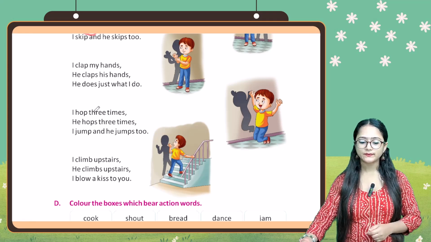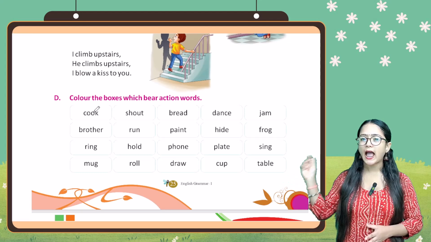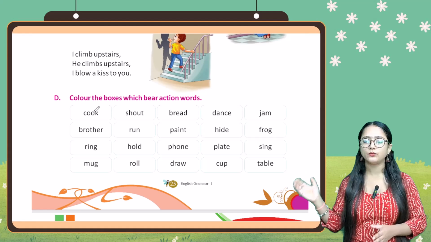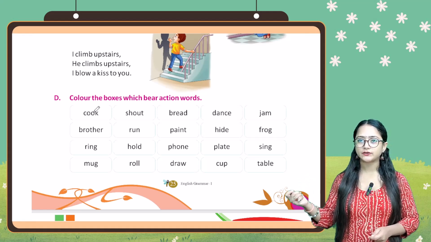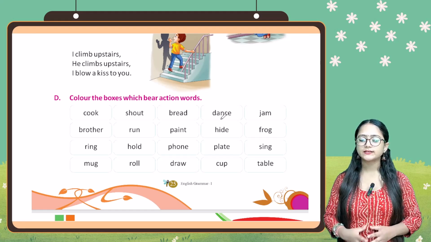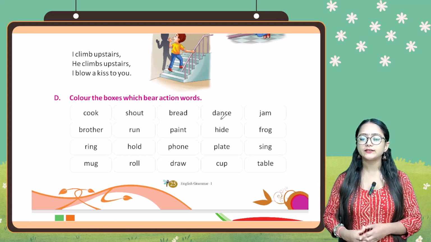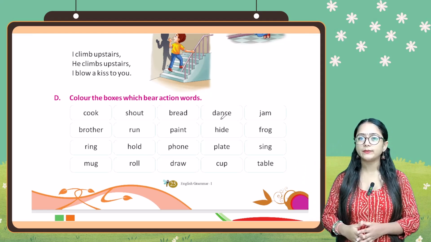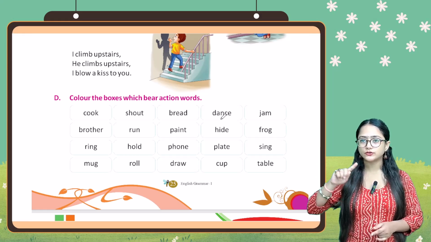Now the next question is, color the boxes which bear action words. You have to color those boxes which carry the action words or verbs. First one is cook. Cook is an action word or verb. So you have to color this box. Next is shout. Shout is also an action word, so you have to color it. Like this you have to color the action word boxes only, not the naming ones. Like bread is a naming word, not an action word. So you should not color that box.